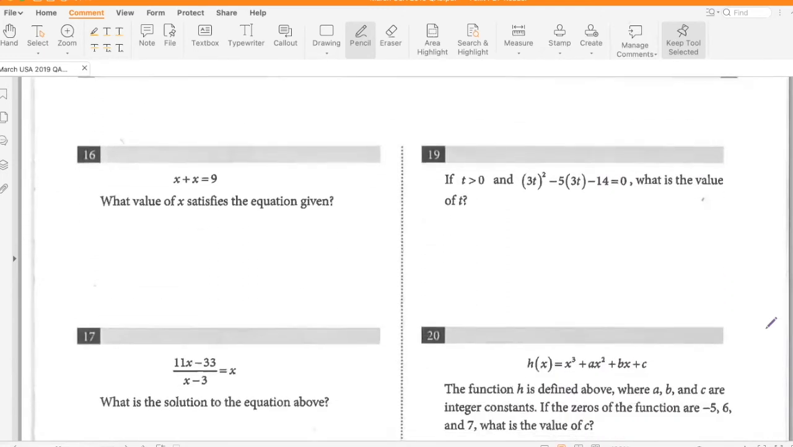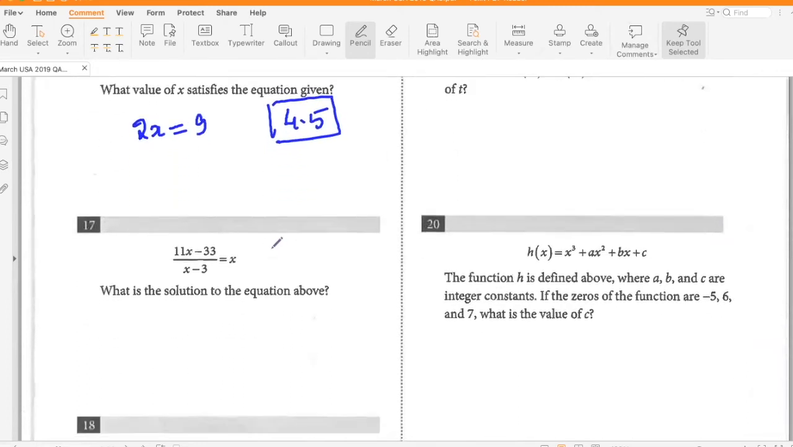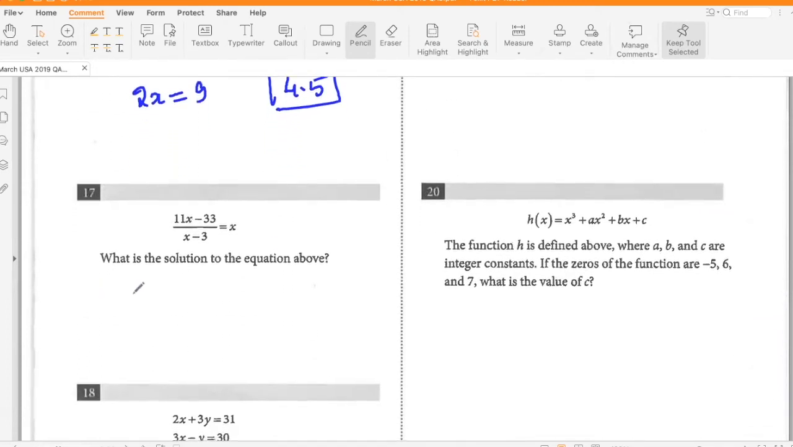What value of x satisfies the equation given? 2x is 9, so x is 4.5. What is the solution of the equation above? So if we take 11 common, (x - 3)/(x - 3) is x. The x - 3 is cancelled, so x is 11.